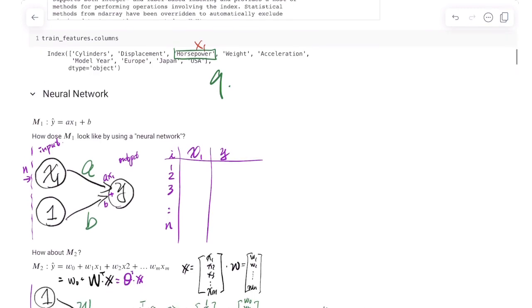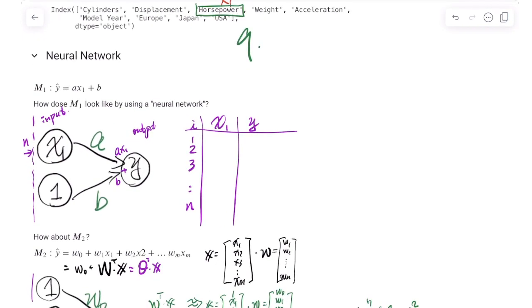So the next question is we need to build some models to figure out the relationship between X and Y, right? But the first question is, do you believe that X1, which is the horsepower, and Y, which is MPG, are linear?